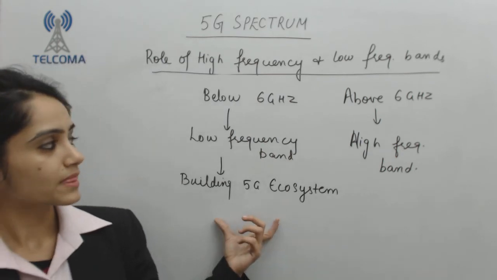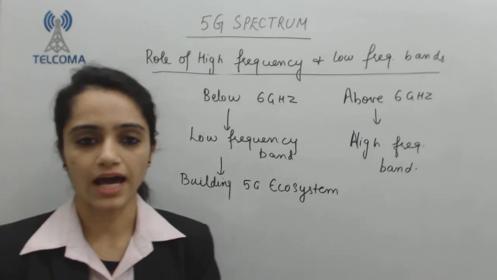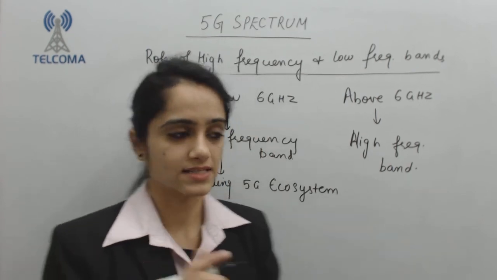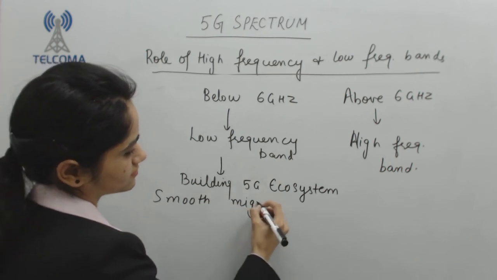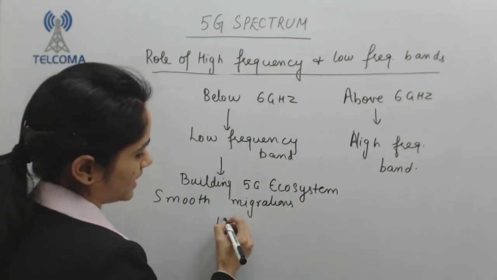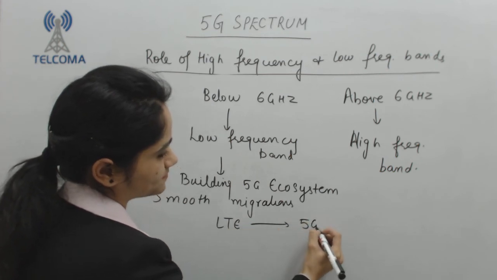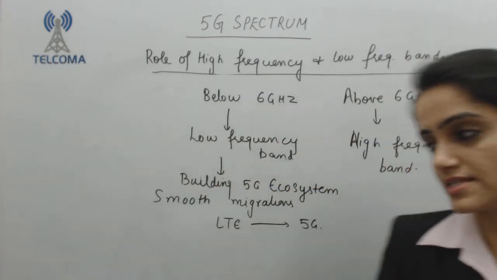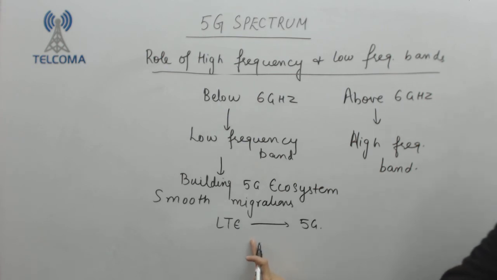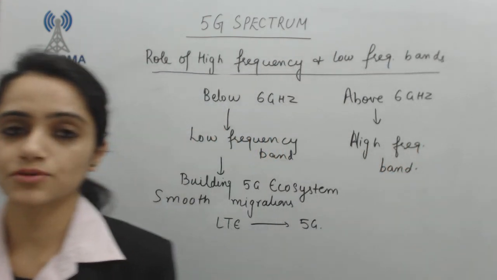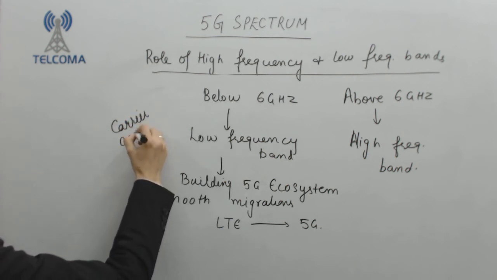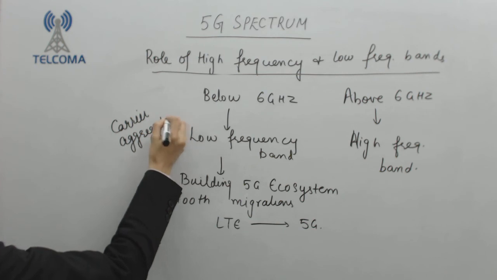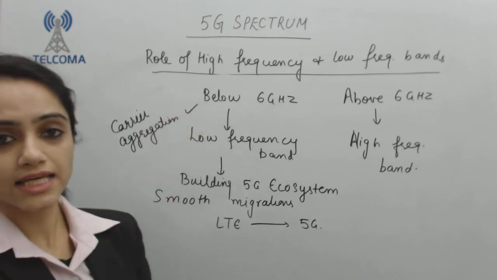Below 6 gigahertz, that means we require smooth migrations from LTE to 5G. So with the help of this low frequency band, we have smooth migrations from LTE to 5G. That means we can use the concept of carrier aggregation. So this is the role of the below 6 gigahertz band.